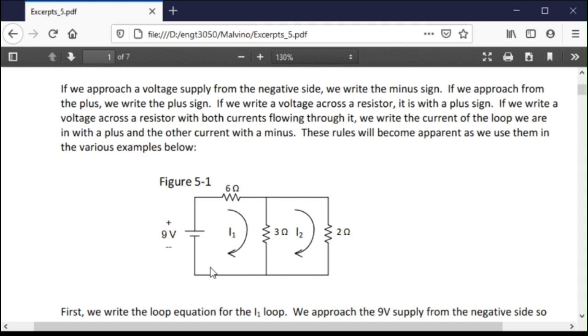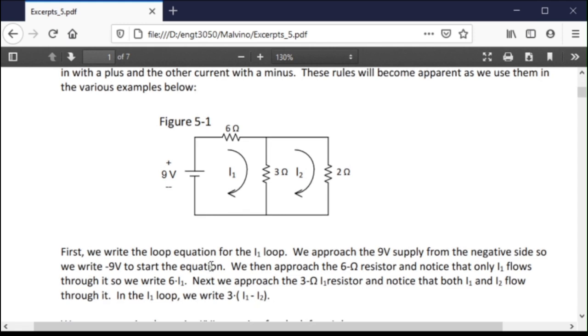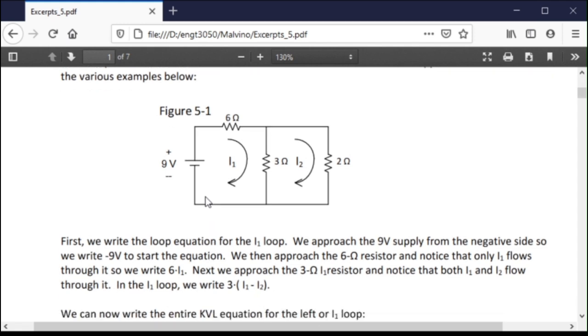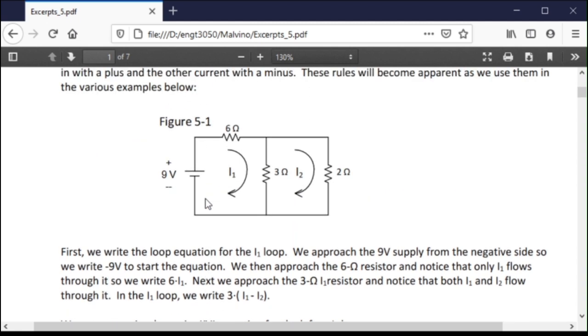So we write Kirchhoff's voltage law starting at the lower left hand corner, and we say they have to sum to zero. So basically here we say minus 9, and then up here is the 6 ohms times the I1, and then we say here in the middle, what's the current through this resistor? Well, in this pane, it's the current going down, or it's the current I1 minus I2.